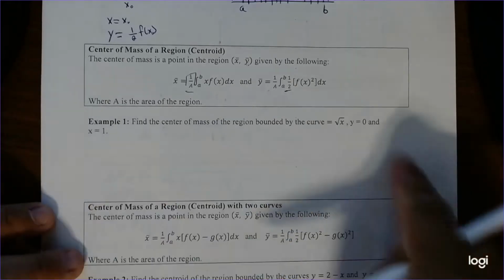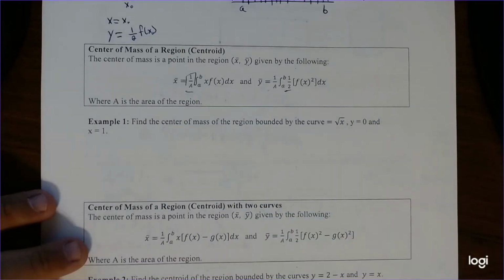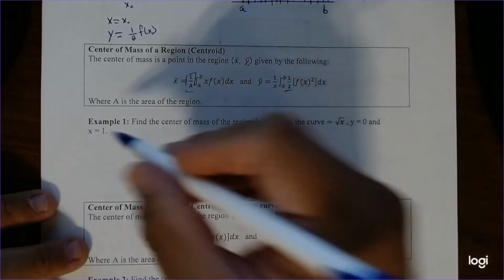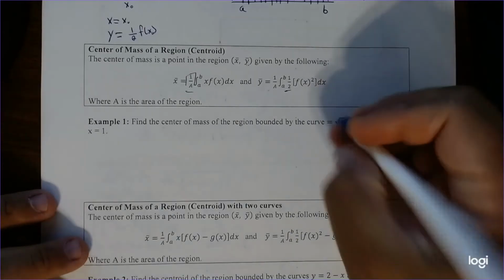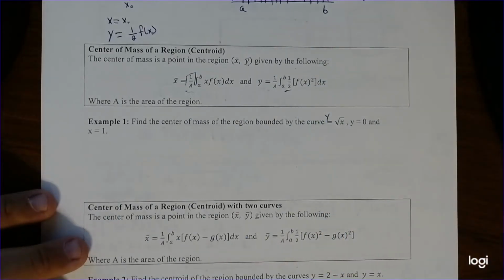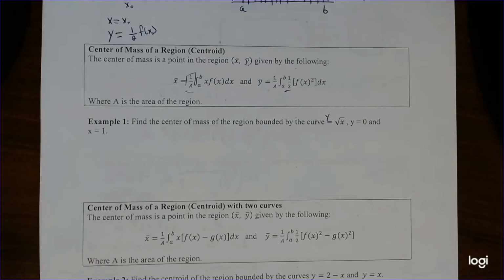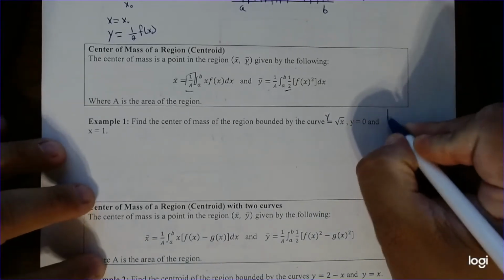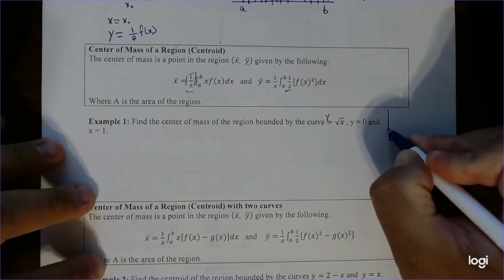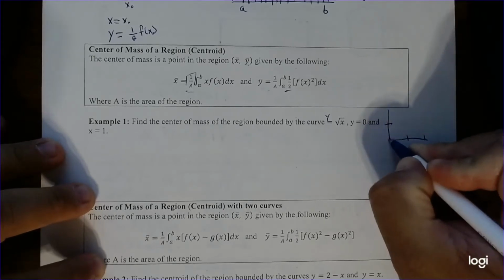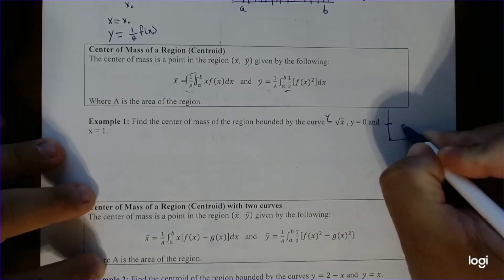Let's try an example so you can see how this would come into play. Find the center of mass of the region bounded by the curve y equals the square root of x, y equals 0, and x equals 1. Why don't we just quickly draw what this is. It's the square root of x, so essentially it does this, going from 0 to 1, and it does that.